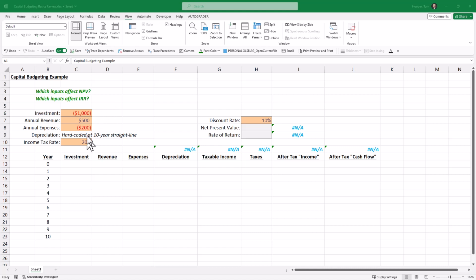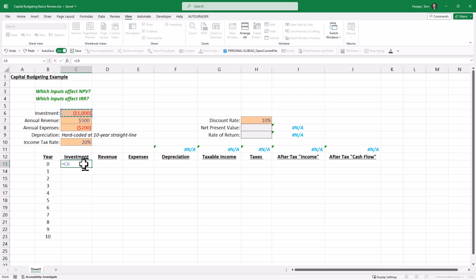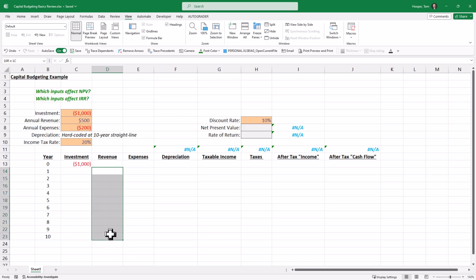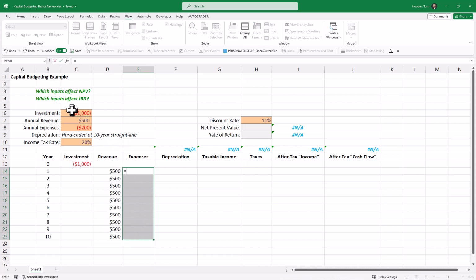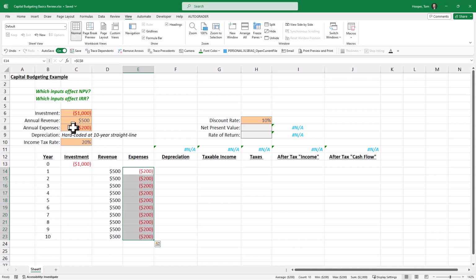Our initial investment is $1,000, and I'm assuming that's at time zero, so I'm just going to come down here and refer to that cell. For our revenues, I've made it simple and said that they're all going to be equal to this cell in annual revenue per year. So I'm going to hit F4, and then I can hit Control Enter and populate all those at once. I'm going to do the same thing with annual expenses, which are in C8. I'll hit F4 and Control Enter.